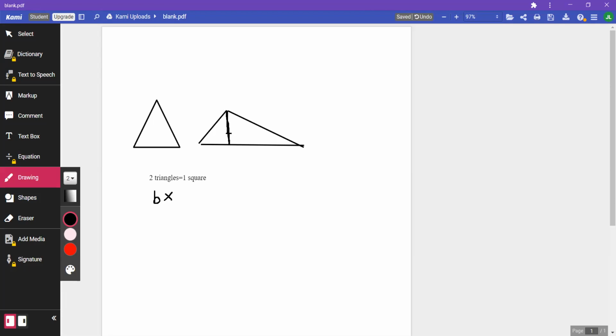After drawing the height, you have to show that it's a height by marking its 90 degrees. 90 degrees up here makes it a height. So let's draw another one down here.